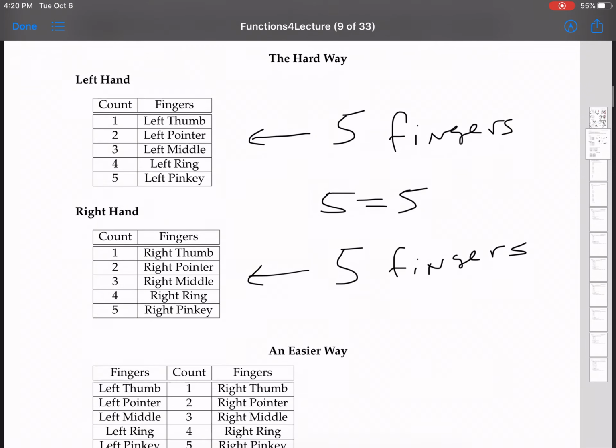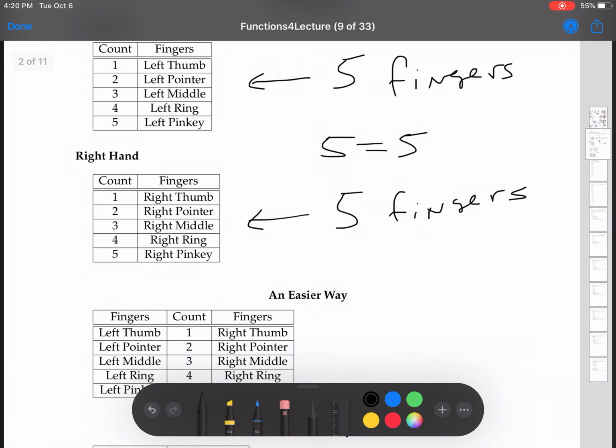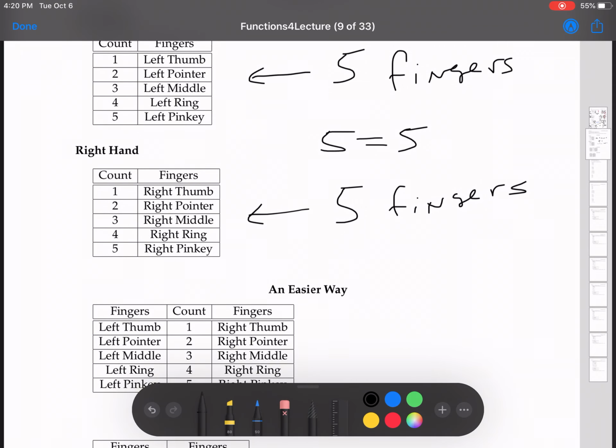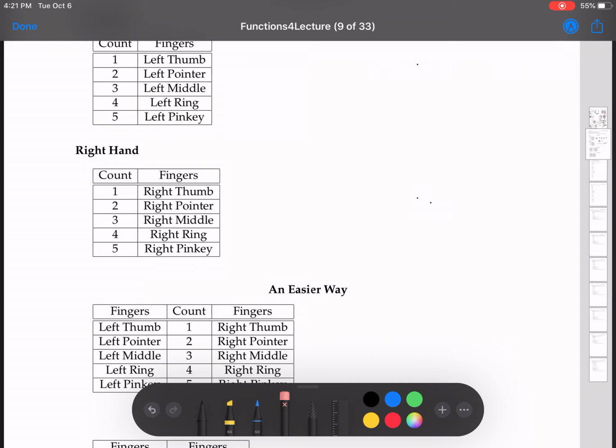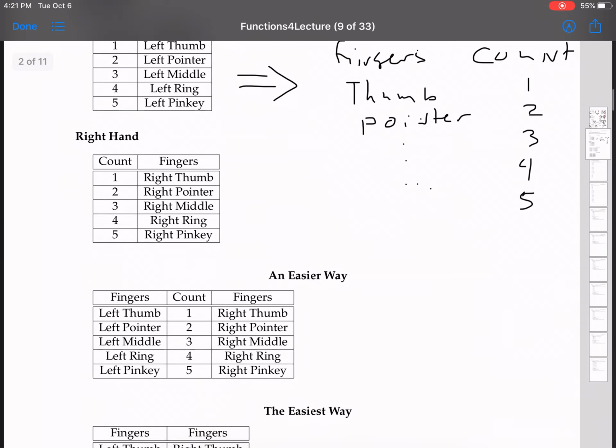All right, let's look at an easier way. Well, let's see. An easier way to do it is to recognize that you can rewrite this with fingers on the left, the count on the right. You have 1, 2, 3, 4, 5. You have thumb, pointer, etc. And then realize, oh, okay, I can just put these two tables together.